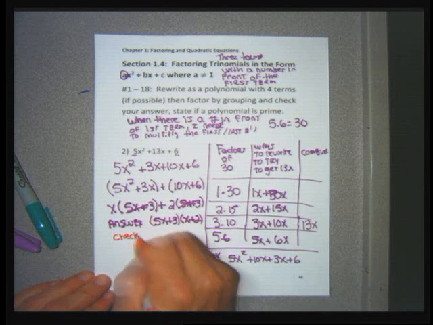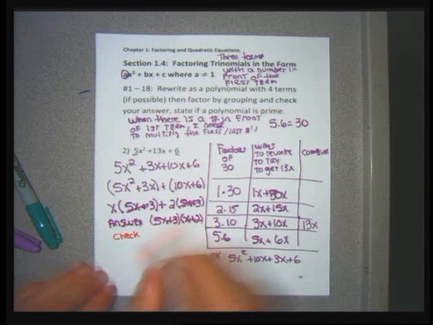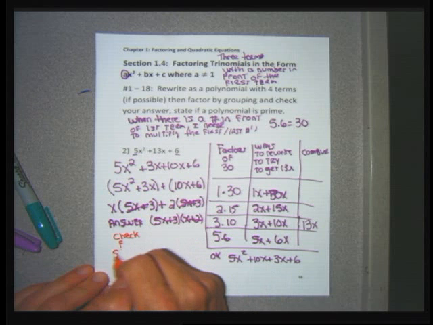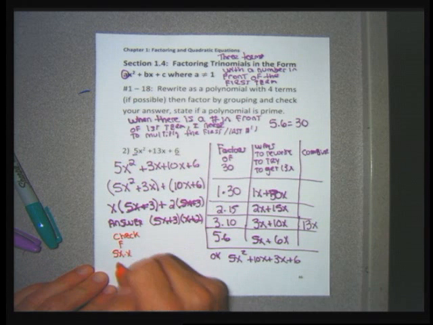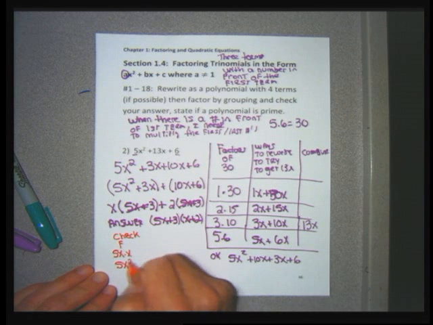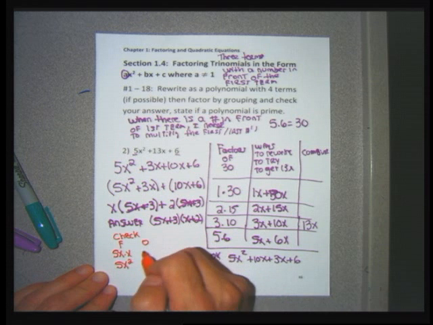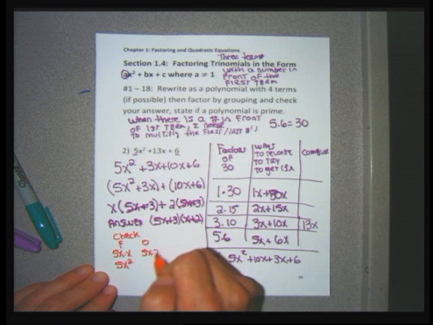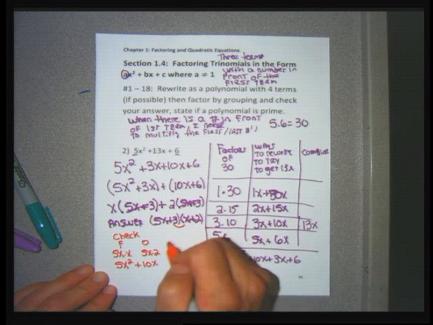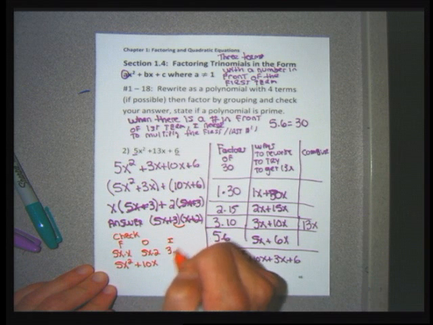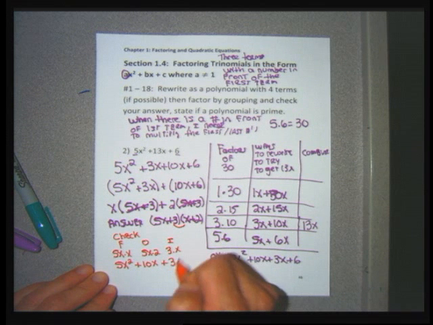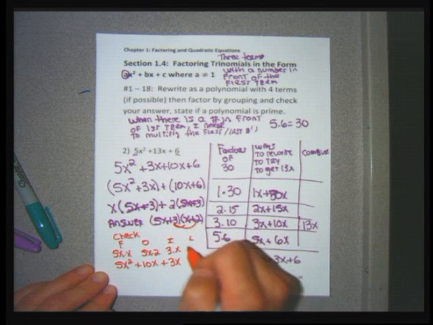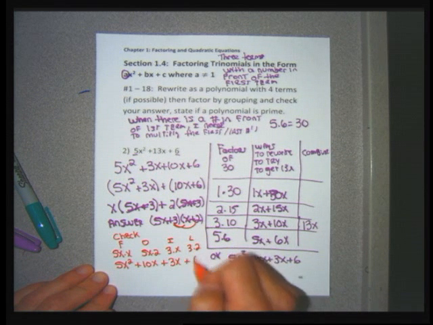To check, I'm going to FOIL my answer. So my firsts are 5x times x, which is 5x squared. My outers are 5x times 2, which is a plus 10x. My inners in my checking are 3 times x, which is a plus 3x. My lasts in my checking are 3 times 2, which is a plus 6.